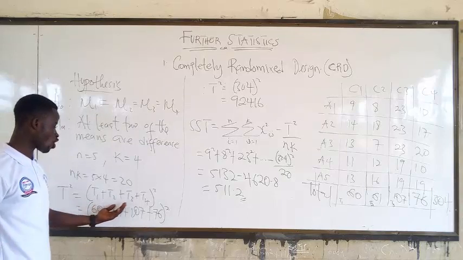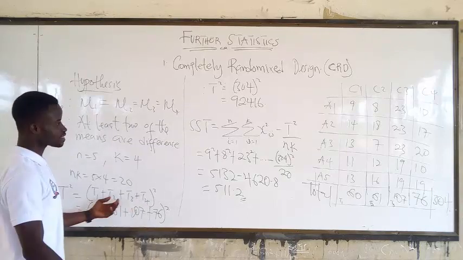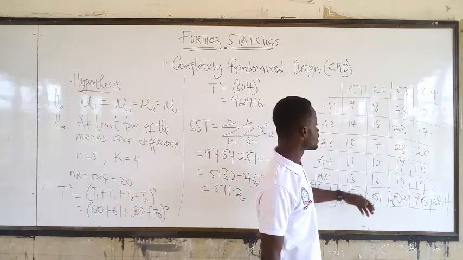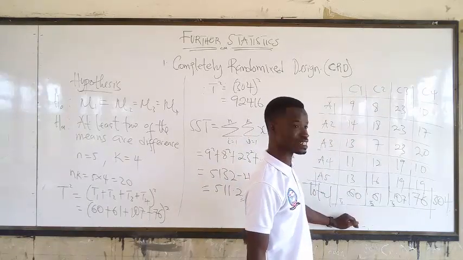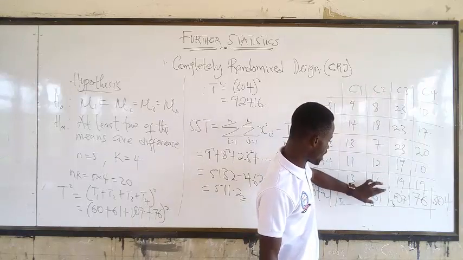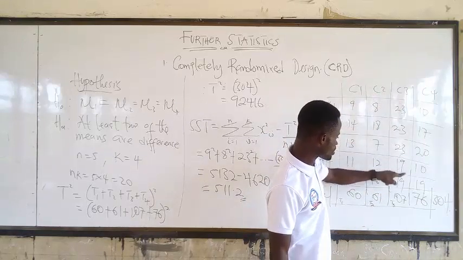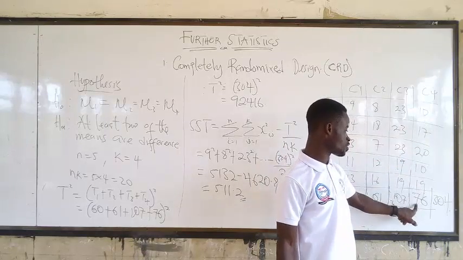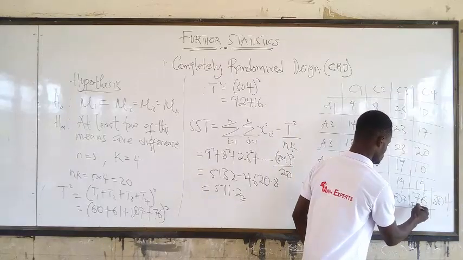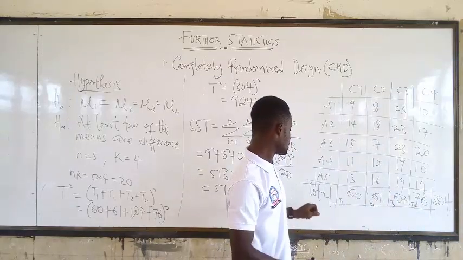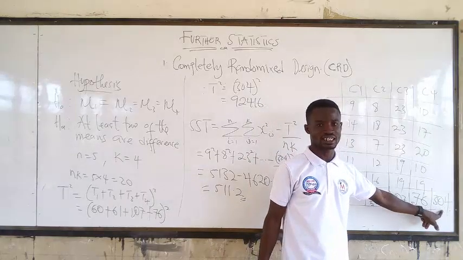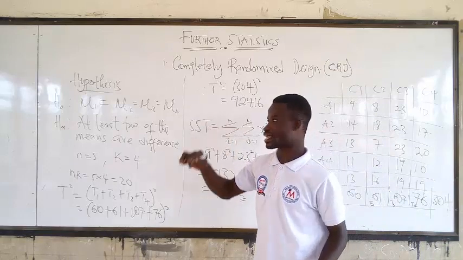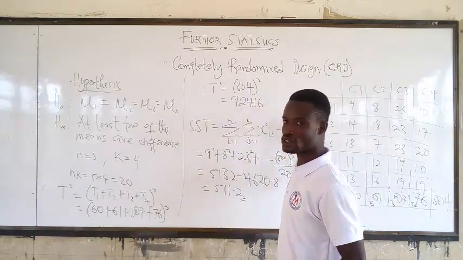Then we have to sum all the T's. The T's here is the total of the whole of this. The total of all this is T1. The total from here to here is T2. The total from here to here is T3. Total from here to here is T4. And all total gives 304. So 304 squared is what is going to give you the T squared.